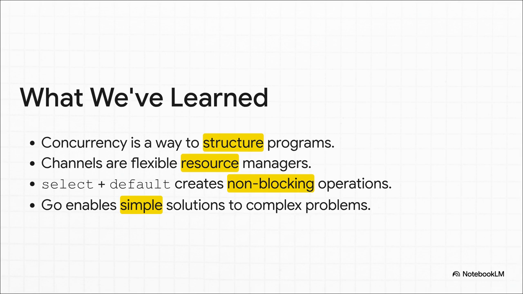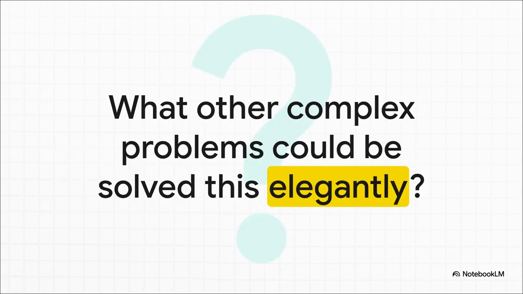And really, the big picture is that Go's features let you solve some really complex problems with code that is surprisingly simple and easy to understand. And that really leaves us with a final question to chew on. We've seen channels used for speed and for resource management. If you start thinking of them not just as ways to send messages, but as these fundamental building blocks for coordinating work, what other classic tough problems in computer science could you solve with this kind of elegant simplicity?